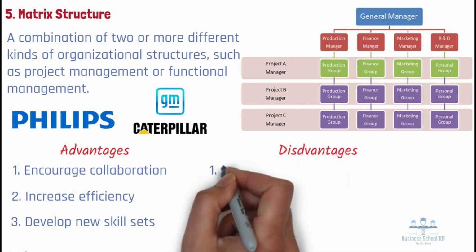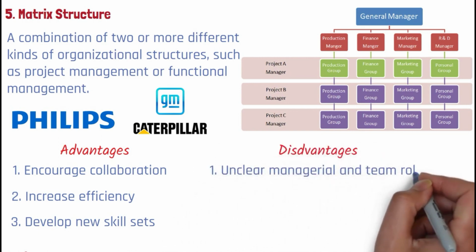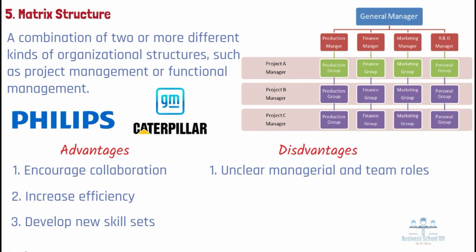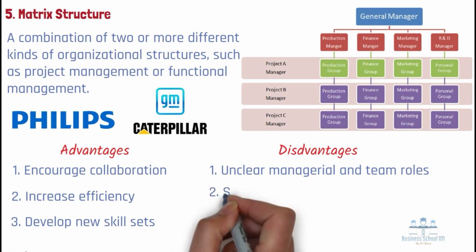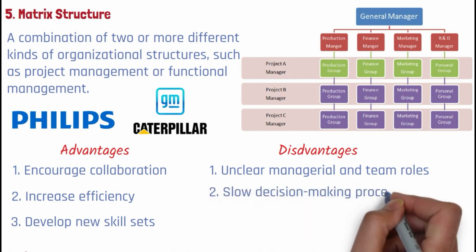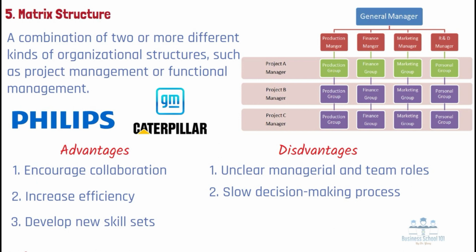Disadvantages. 1. Unclear managerial and team roles. Since the power dynamics between the functional manager and the project manager may not be as clearly defined within the matrix, confusion about the specific managerial roles and team member roles may arise. 2. Slow decision-making process. Because of the nature of the matrix involving more than one manager, decisions that may be required to pass through both managers can sometimes take longer to process than in a traditional structure.